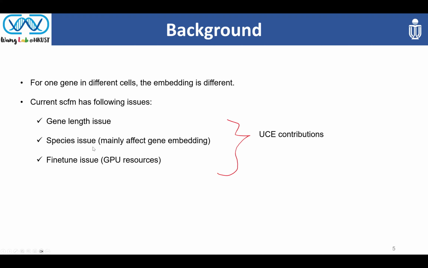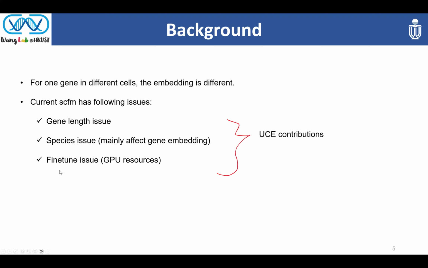And the second is the species issue. Although we are working on human genes, there are still mouse, chicken, zebrafish, a lot of different species. The previous foundation models can only handle human genes because they treat gene names as information, and the gene names are fixed. For mouse, the gene names are different, so they can't handle those species.